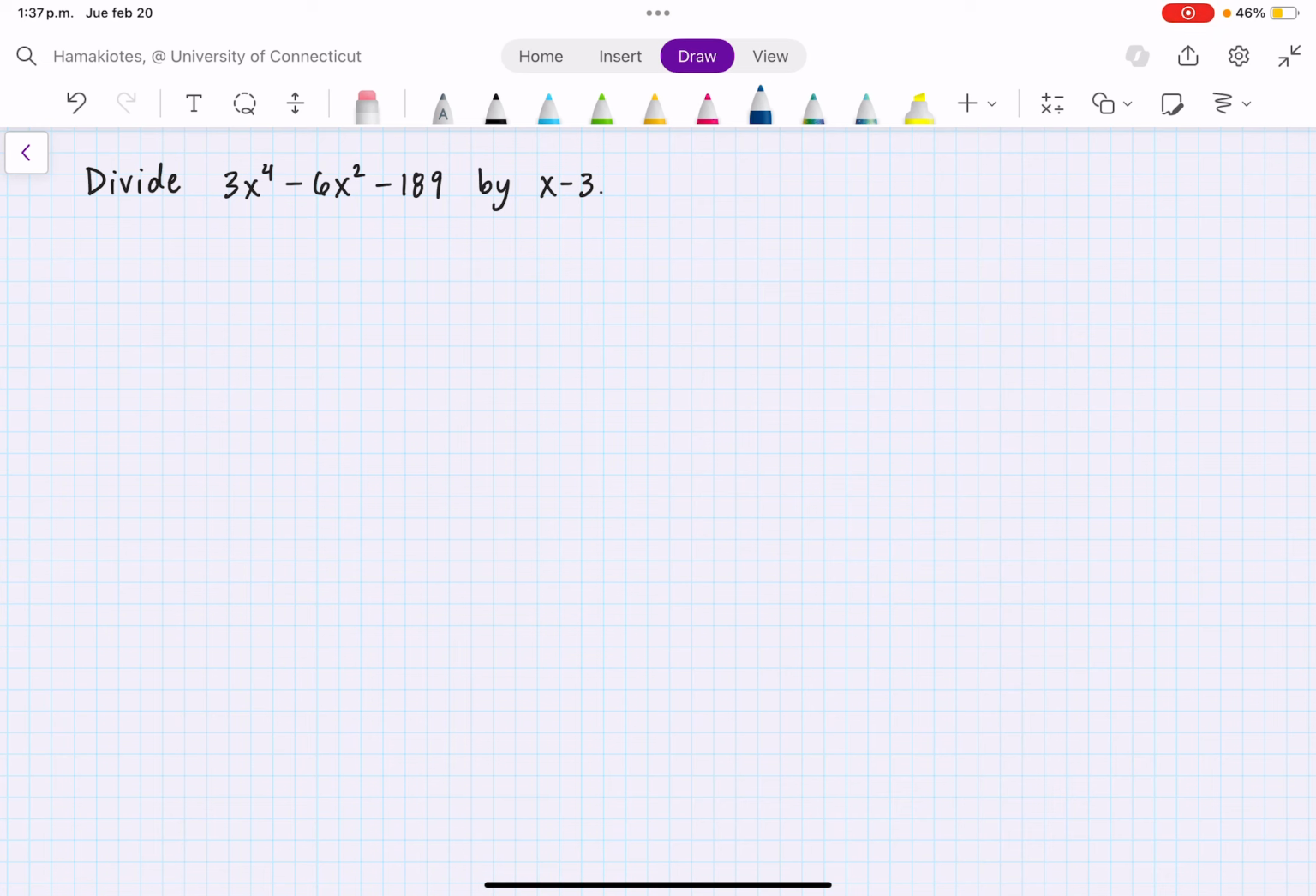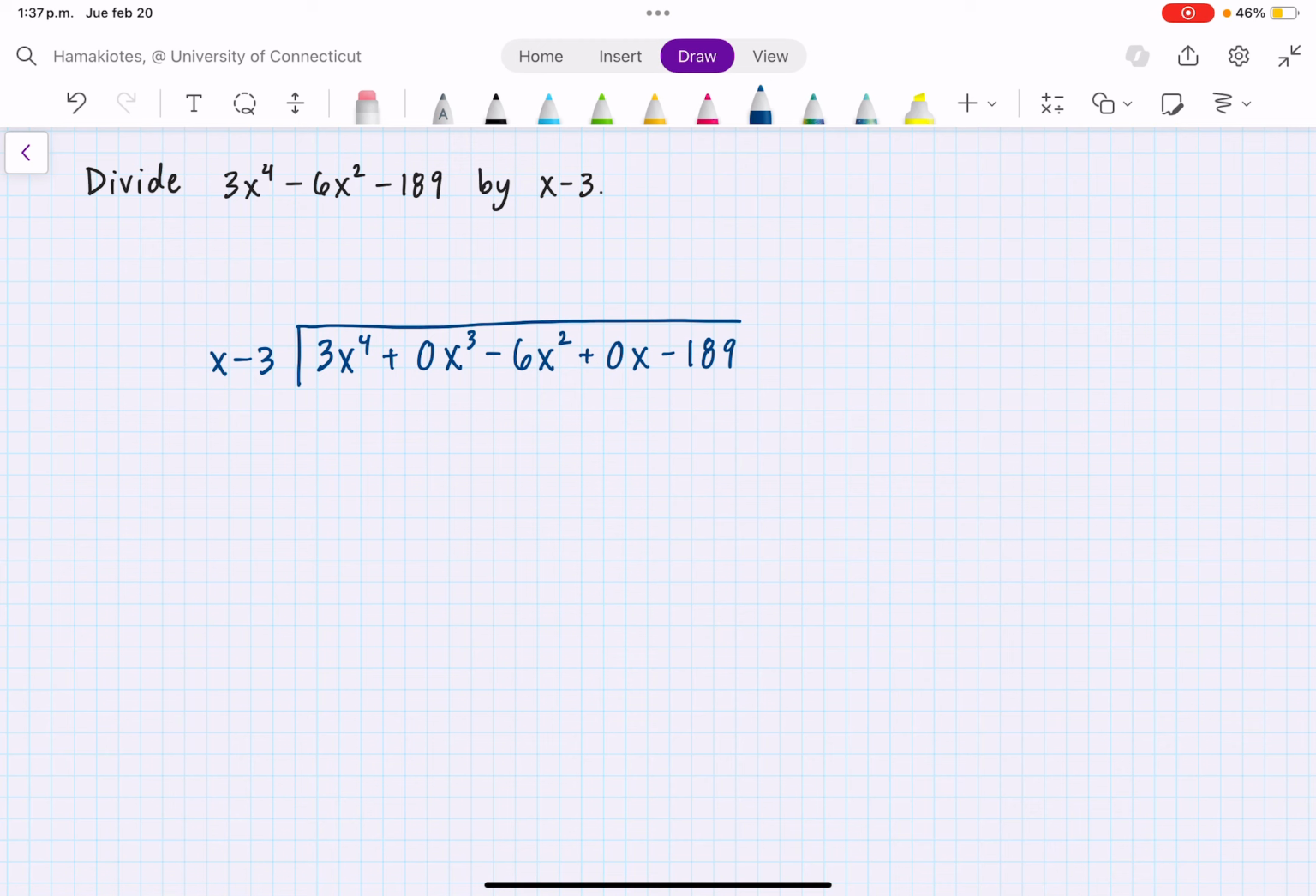So how do we do that? I just mean we write 3x to the fourth plus 0x cubed minus 6x squared plus 0x minus 189. And so this all goes under the long division bar, and then we put x minus 3 on the outside.